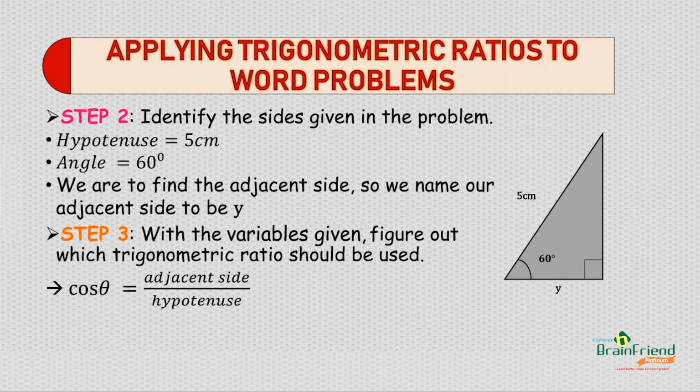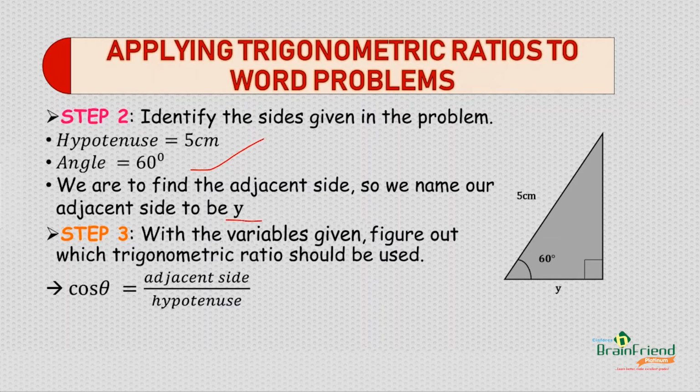So this is our diagram. Step 2, we identify the sides given in the problem. From the diagram, you can see that we have the hypotenuse, which is 5 centimeters, and the angle given is 60 degrees. We are to find the adjacent side, which is the distance between the base of the ladder and the wall. So we will name our adjacent side y.